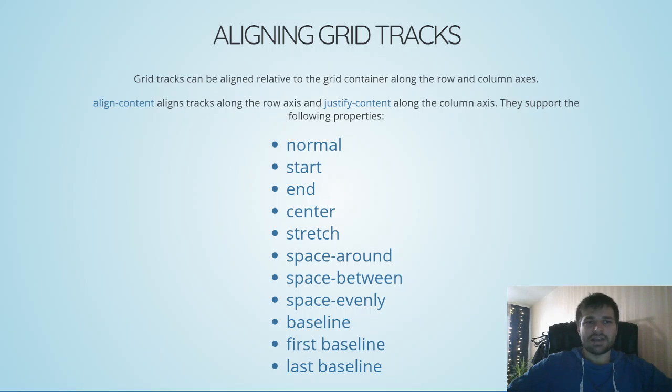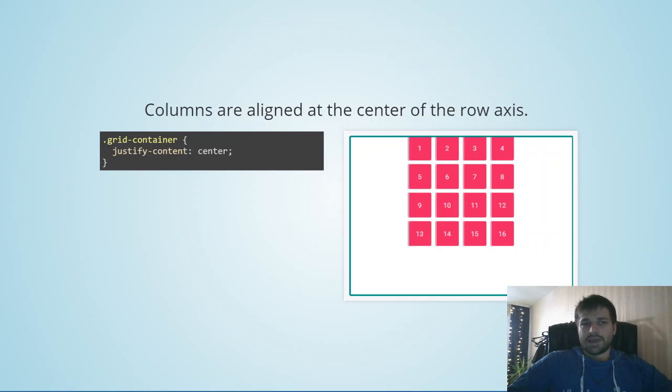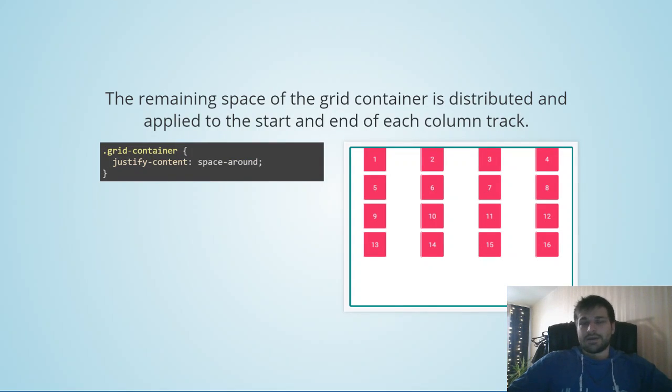Aligning grid tracks. Grid tracks can be aligned relative to the grid container along the row and column axis. align-content aligns tracks along the row axis, and justify-content along the column axis. Start aligns column tracks at the start of the row axis and is the default value. So justify-content start, justify-content end, center, and in this picture it is space-around.